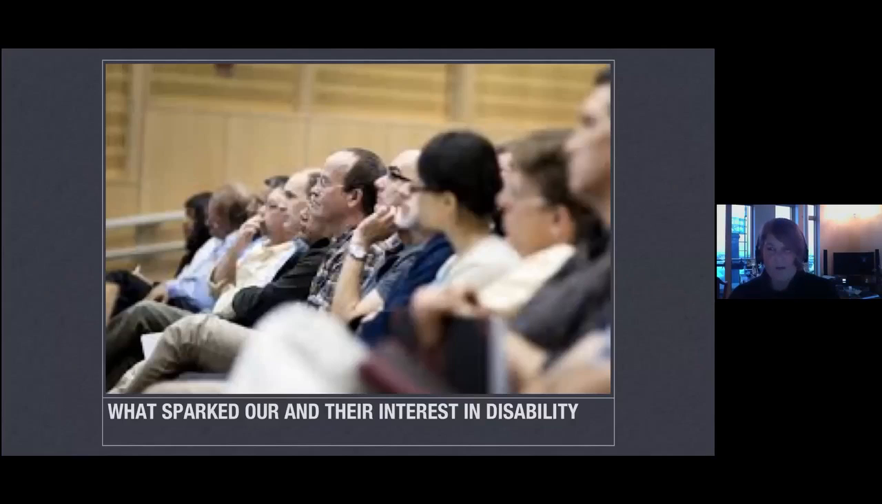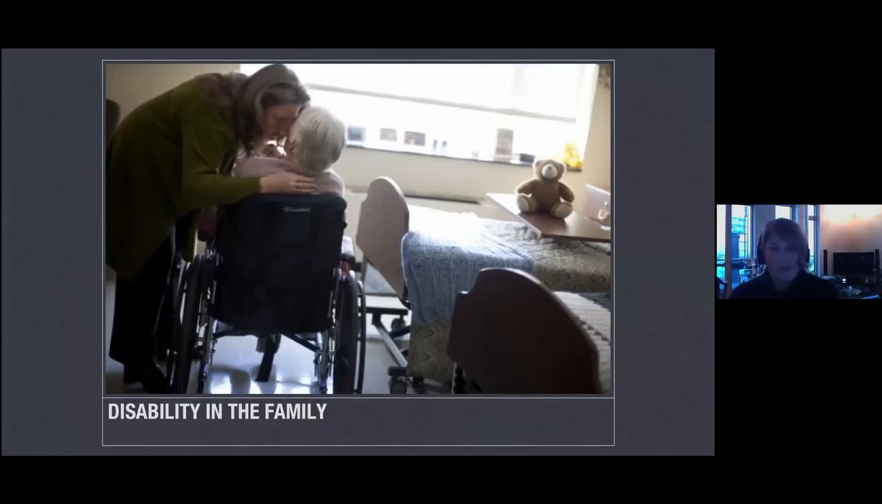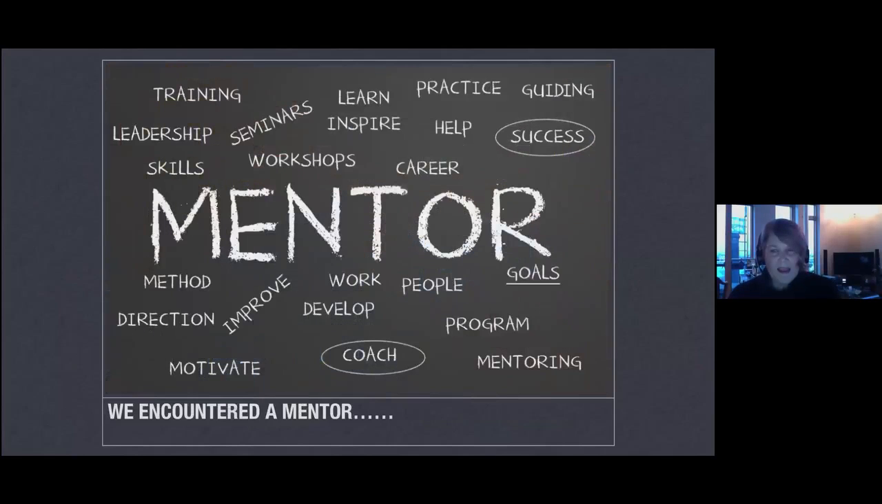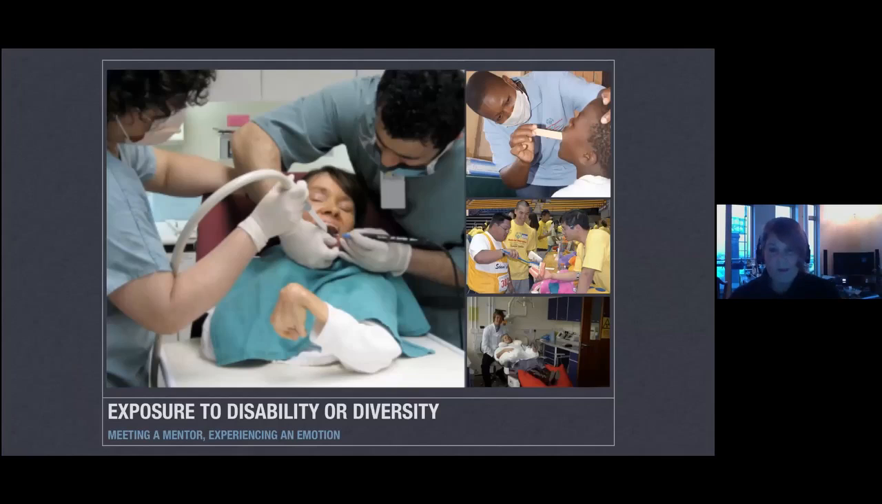What sparked their interest was unanimously that they provided care for patients, or there was disability in the family, or they encountered a mentor. It was never ever that they had a lecture about high arch palate in cerebral palsy or Down syndrome, for example. And I think this is one of the biggest things that we learned, that exposure to people with disabilities was going to be the thing that actually helped the best to help them with their confidence, for example, at that point.